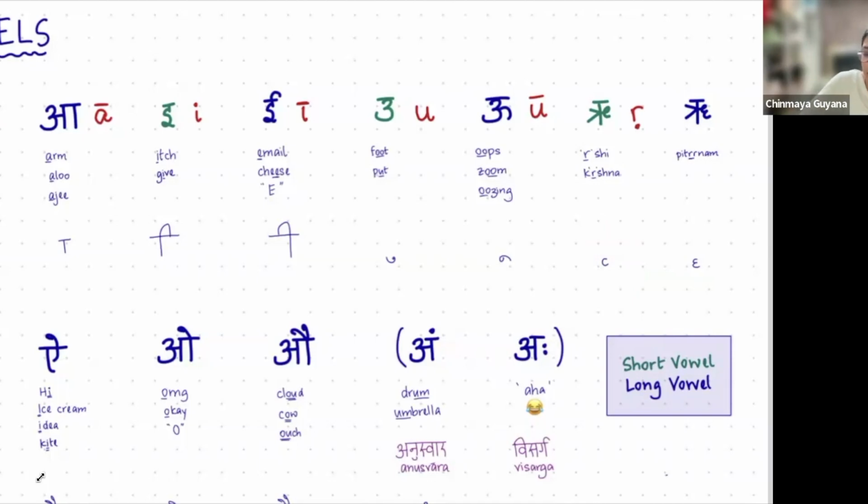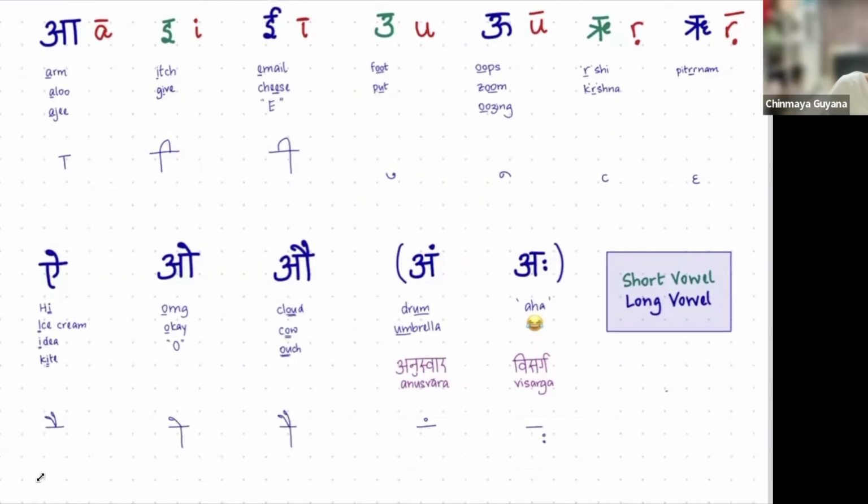Then, what do you think R will be if it is the long version of R? It is the same R with a line on top. So all the short and long vowels have the same letter. The long version just has a line on top. Okay? Then we continue.